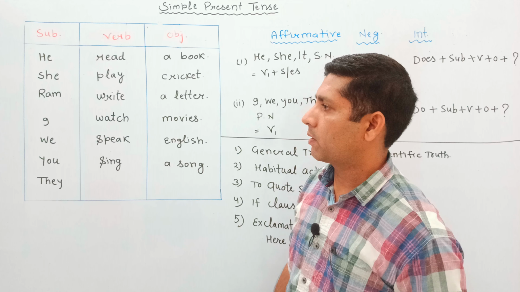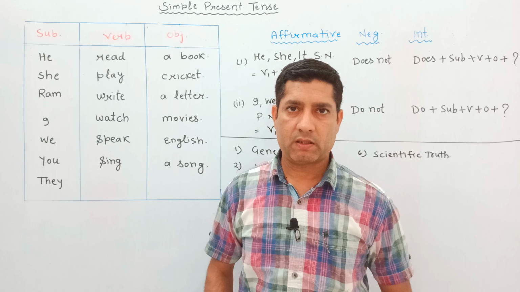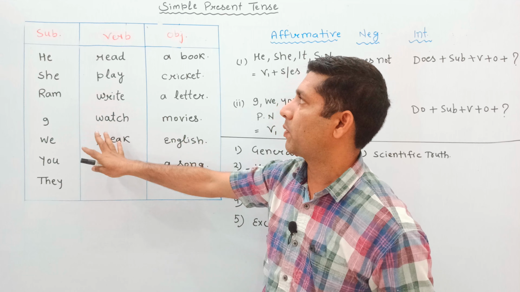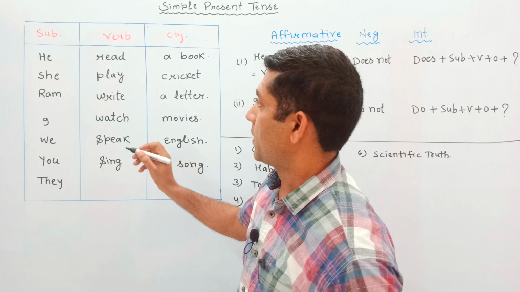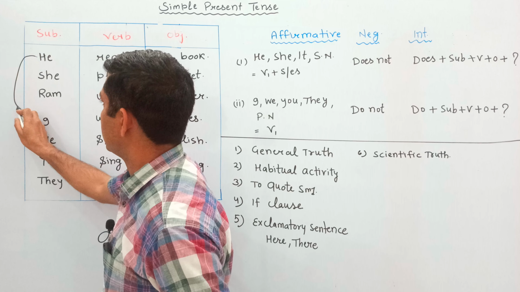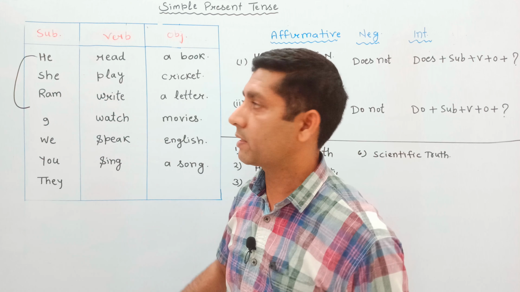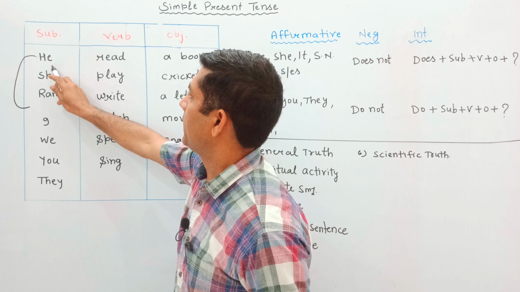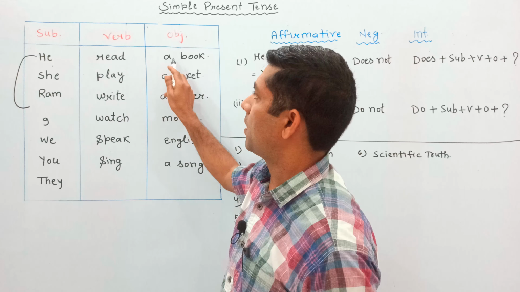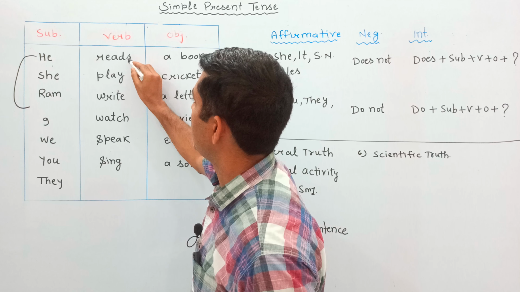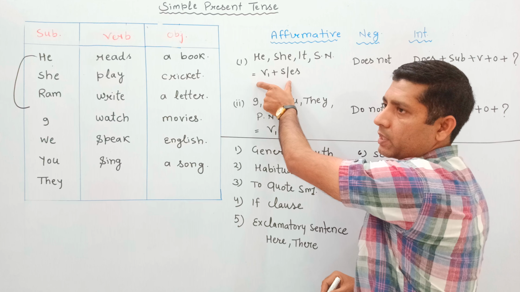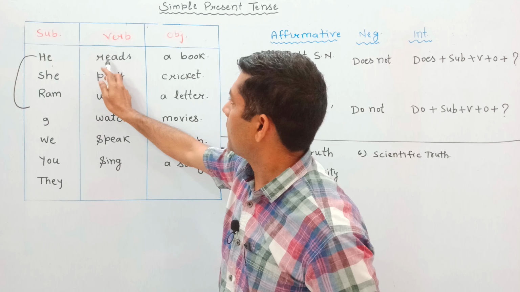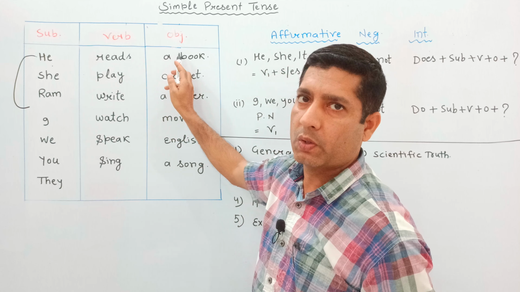So now we will talk about this table. How can we make 140 sentences with the help of this table? Let's first talk about the third person singular subjects. These are the verbs and these are the objects. So first, he reads a book. Here we use reads because with third person singular we add s or es with the verb. She reads a book. Ram reads a book.